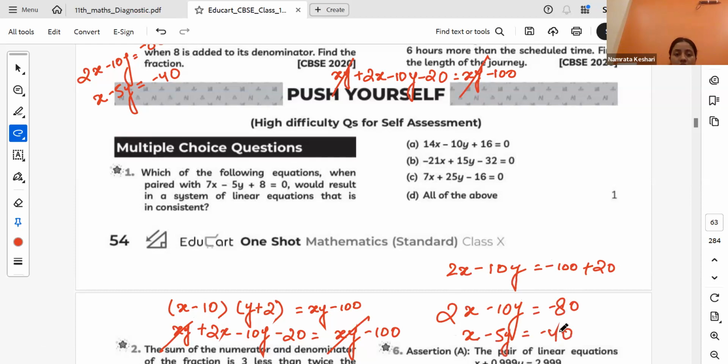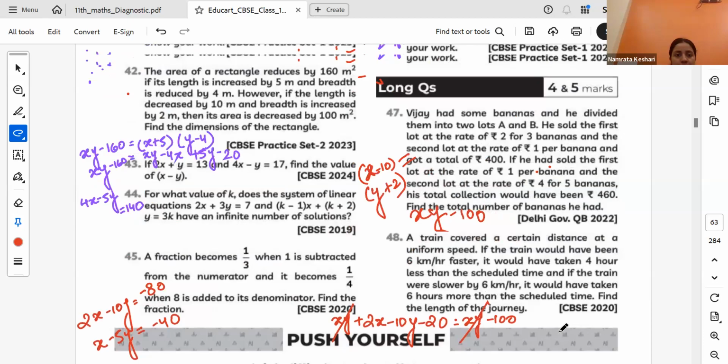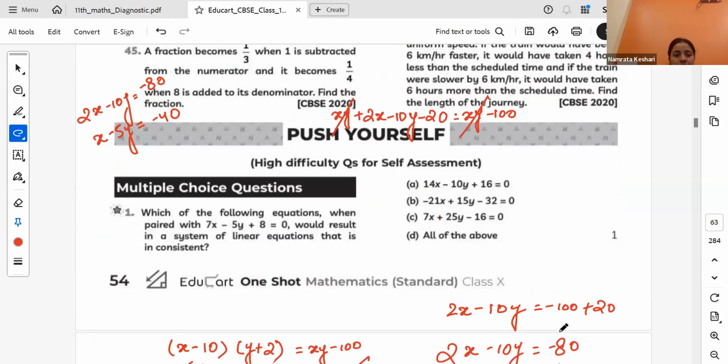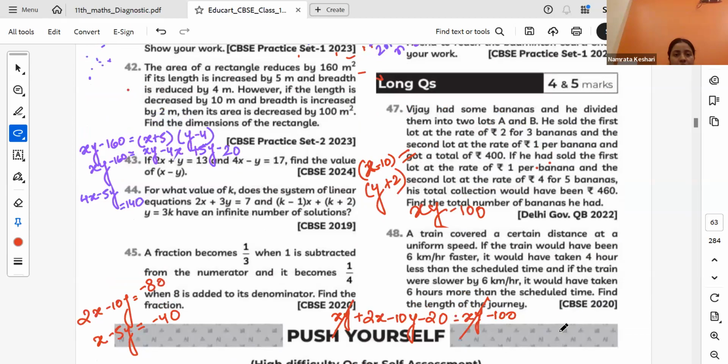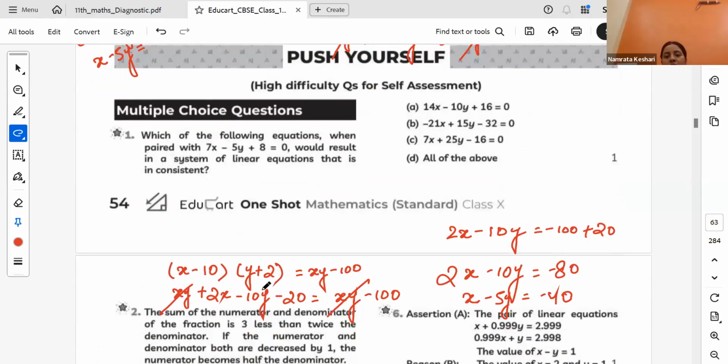Let me check the statement accordingly. I have written the numbers on it. If the length is decreased by 10 and breadth is increased by 2, then its area decreases by 100. Are you getting it, Ritvika and Rayan? This will be the equation: x minus 5y is equal to negative 40. Yes, ma'am. Okay.